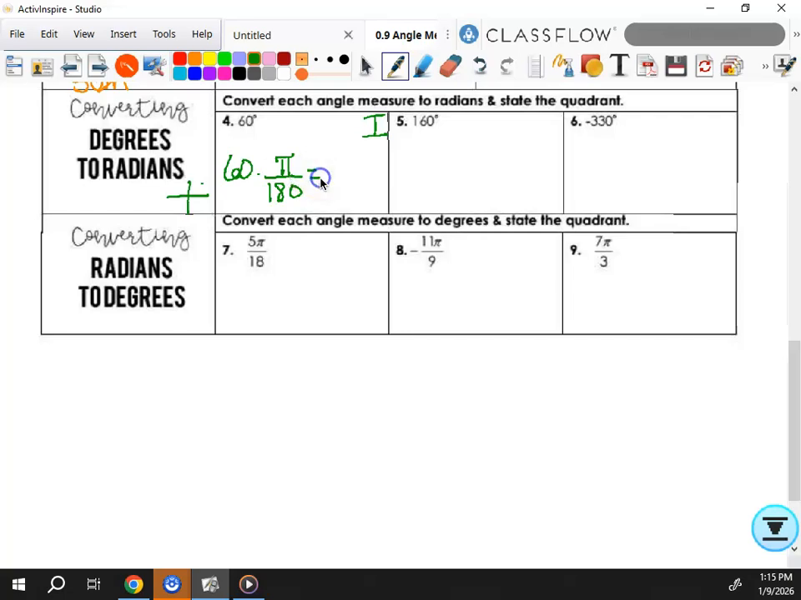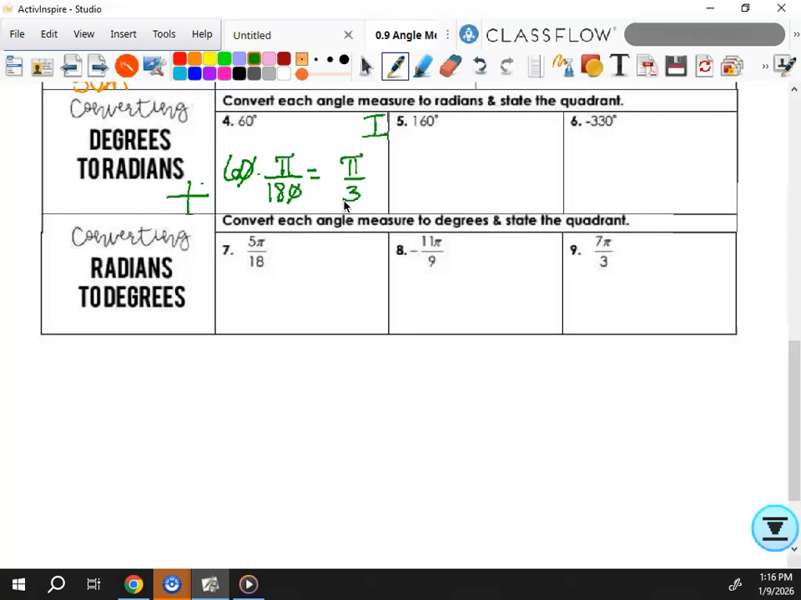Then we just simplify, can cancel out those zeros. Then this 6 over 18 becomes 1/3. We do not write 1/3 pi, it is pi thirds. It's always all in one fraction. Okay, everybody okay with that? Any questions at all? Okay.